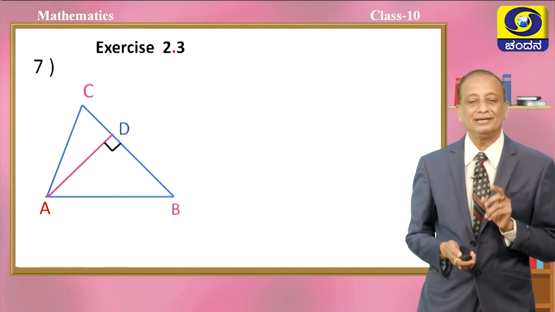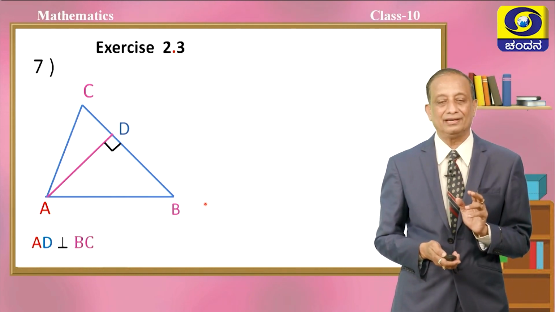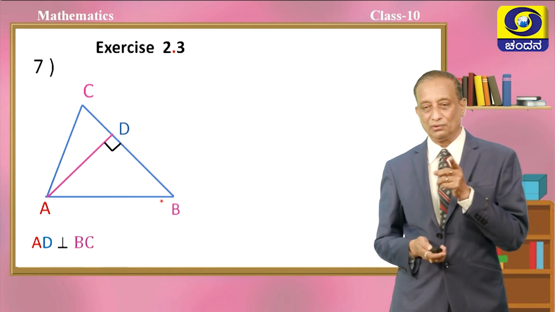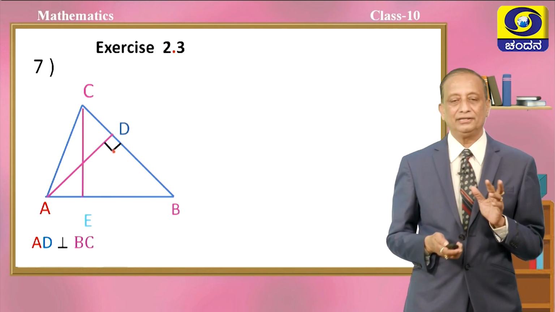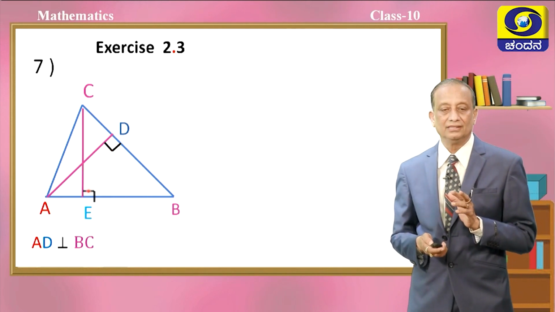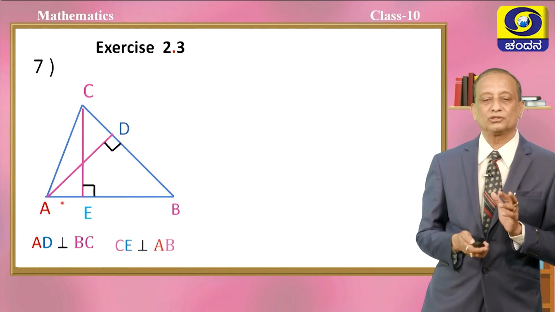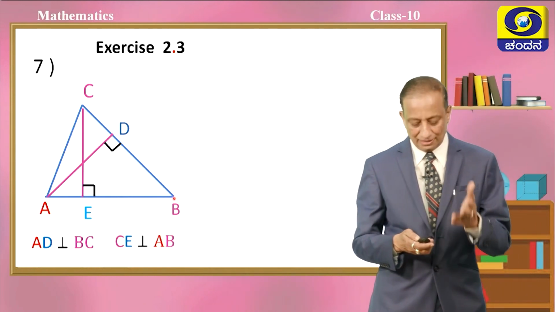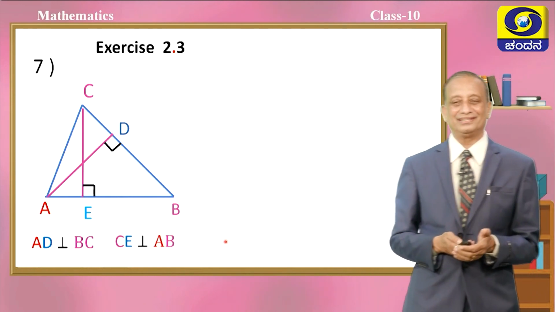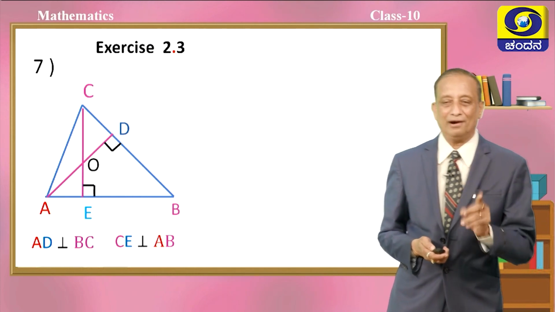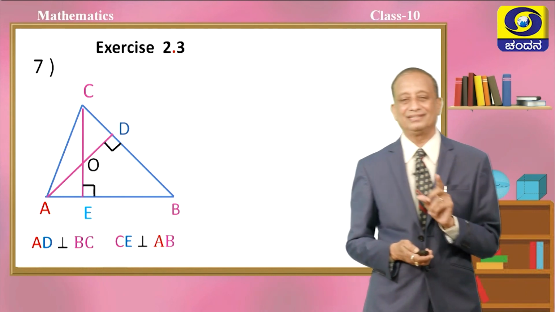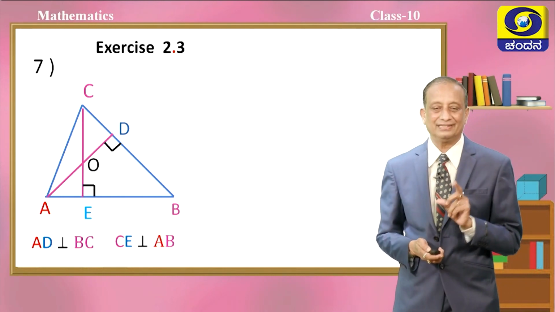So, in triangle ABC, here AD is perpendicular to BC. You know the symbol for 90 degrees, so that has been marked there. One more altitude is drawn from C, that is called CE. CE is also perpendicular to AB, children, and you know these are called altitudes in a triangle, and altitudes in a triangle are all concurrent, and the point of concurrency is called orthocenter. It is represented by the letter O.